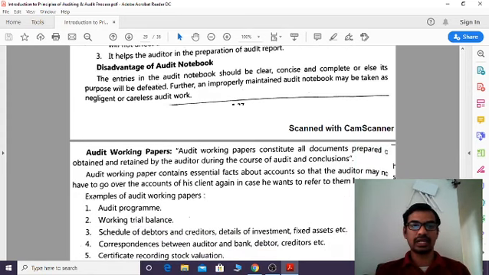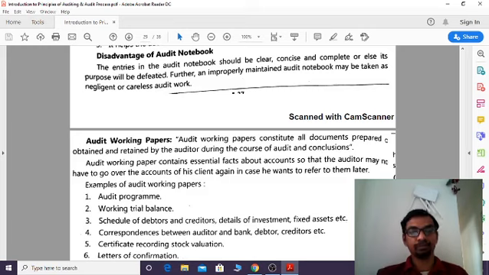Now disadvantages. The entries in the audit notebook should be clear, concise and complete, or else its purpose will be defeated. Further, an improperly maintained audit notebook may be taken as negligent or careless work. So when the entries are recorded in this audit notebook, those should be clear, concise as well as complete. If those are not clear, not complete, at that time it won't be useful for the auditor, and it should be maintained properly. If improper maintenance is there, again it is not useful for the auditor. That is the only disadvantage.